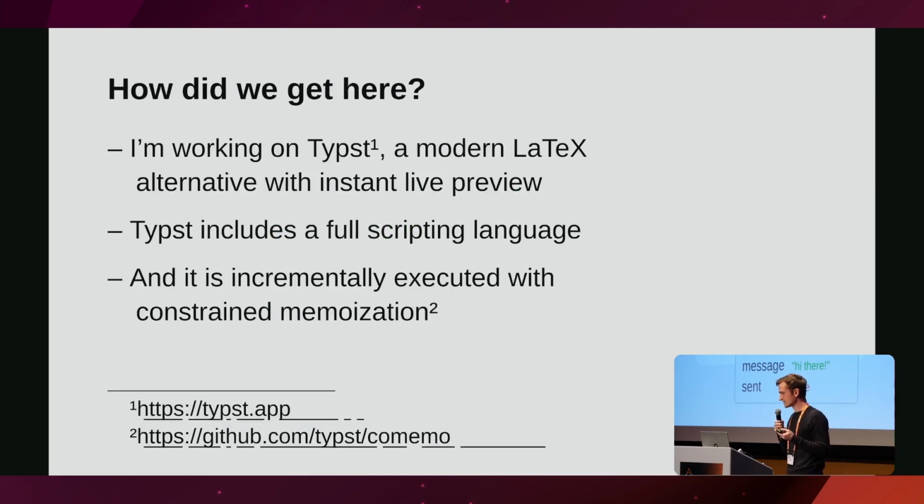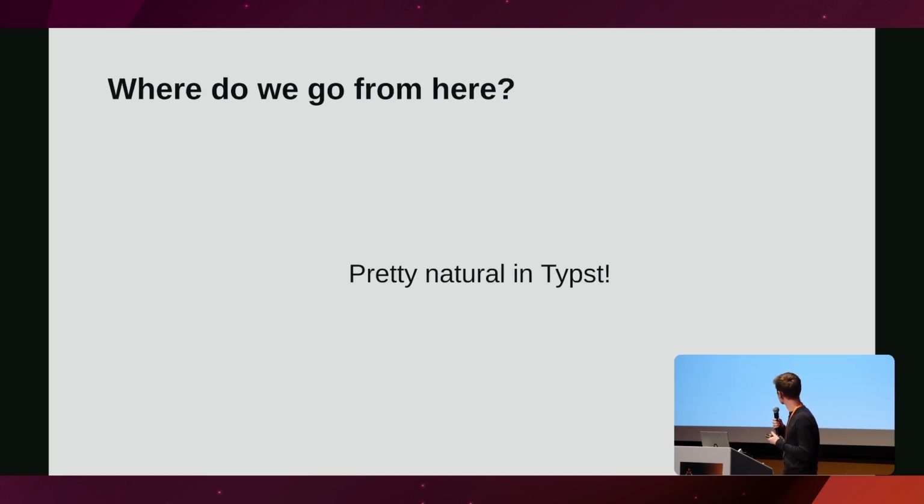And yeah, so how did we get here? I did this for Typst. We built the system because Typst is a modern LaTeX alternative that aims to provide incremental preview of your documents. And as it happens, it also has a full integrated scripting language. So we kind of were stuck with having to deal with this. How do we evaluate these incrementally? And that's why we built this system. And yeah, that's it.